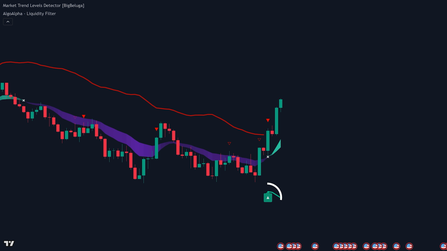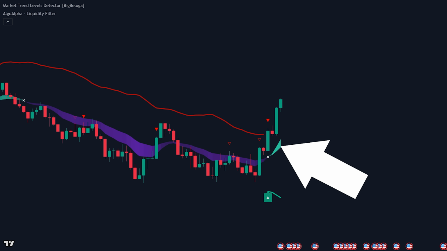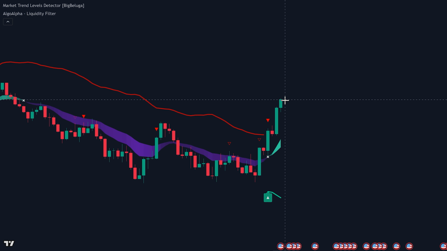When the liquidity sweep filter indicator gives us buy signals, we first look at the market to see if it forms bullish candles. Next, we check the market trend detector indicator. The shaded area on this indicator should be green, which indicates a potential bullish trend. Once both conditions are met, we place a buy order.